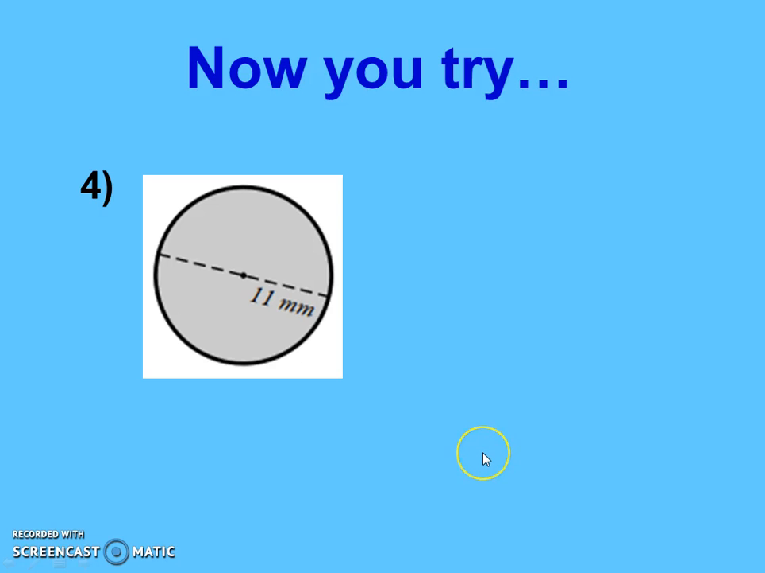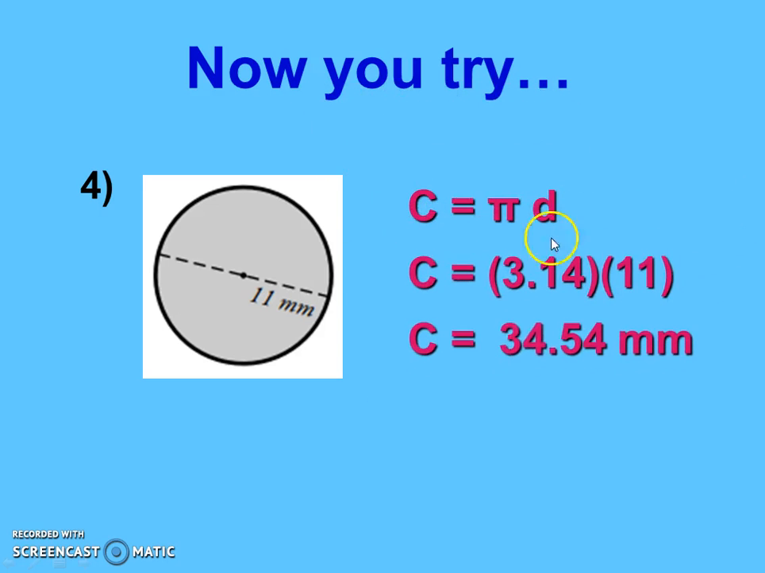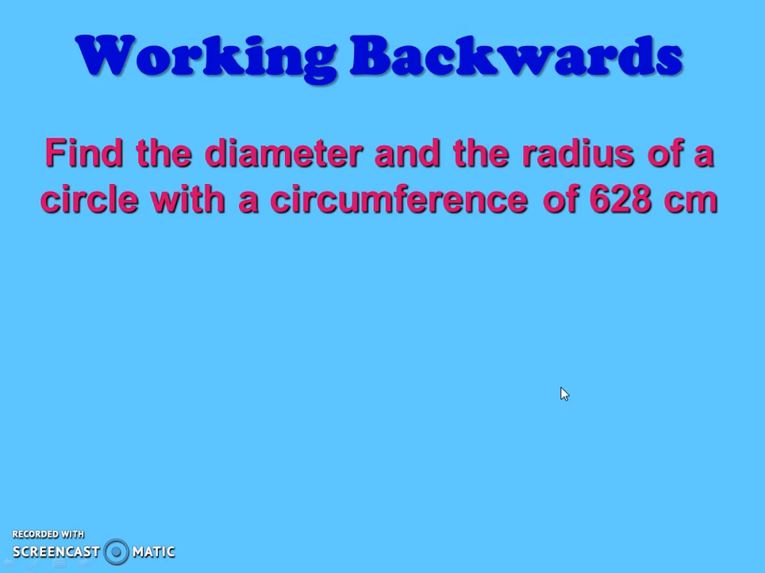All right, I'm going to have you try one more. So again, look at the circle, think about what information you have, and pick your formula accordingly. All right, this time we knew the diameter was 11, so I picked the formula C equals pi times d. Plug in 3.14 for pi, 11 for the diameter, and that's going to give us a total of 34.54 millimeters.